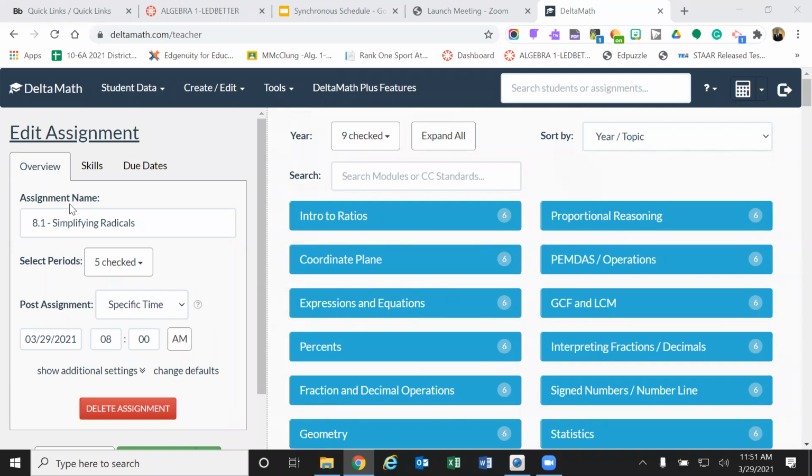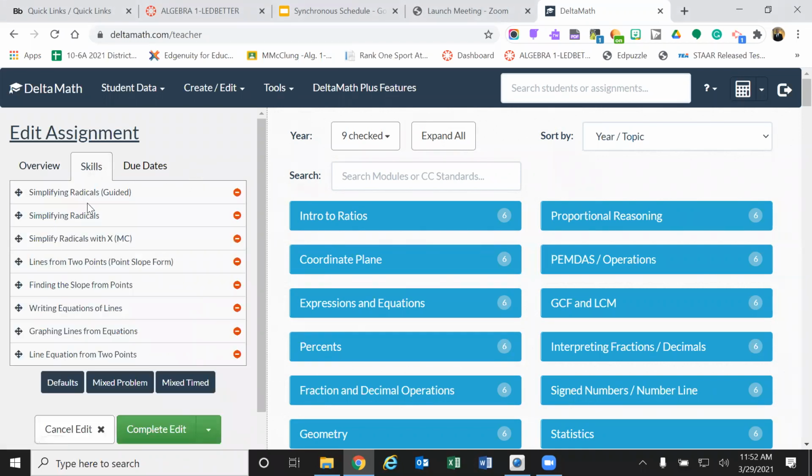This is Delta Math. This is the 8.1 simplifying radicals section that we assign. And so I'm going to do the skills. If you look right here, there's some skills here. We're going to do these, and I'm going to do a video for each one of these.